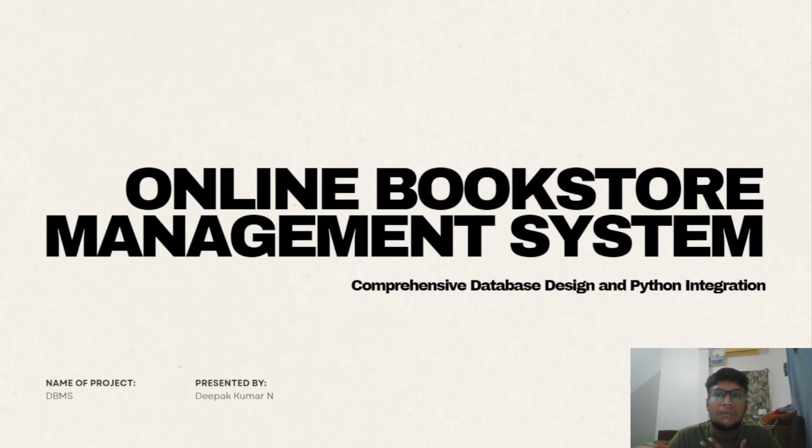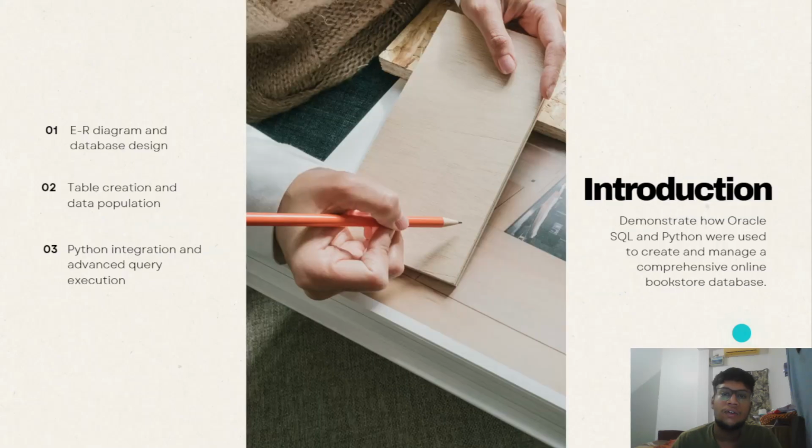This project was all about building a robust database system using Oracle SQL and integrating it with Python for seamless data handling. My goal was to create a system that could manage everything you find in an online bookstore, like authors, publishers, customers, orders, and reviews.